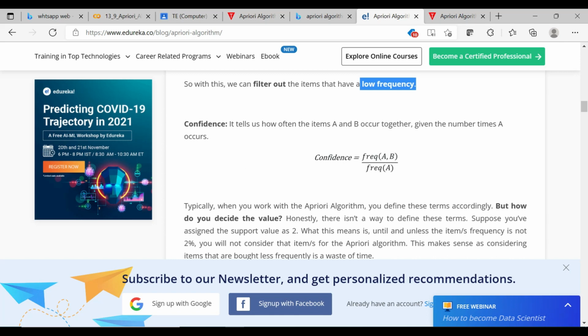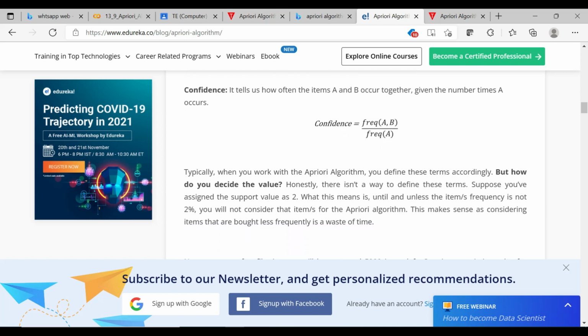So what is the confidence? Confidence tells us how often the items A and B occur together, given the number of times A occurs. Confidence is the frequency of A and B divided by the frequency of A.